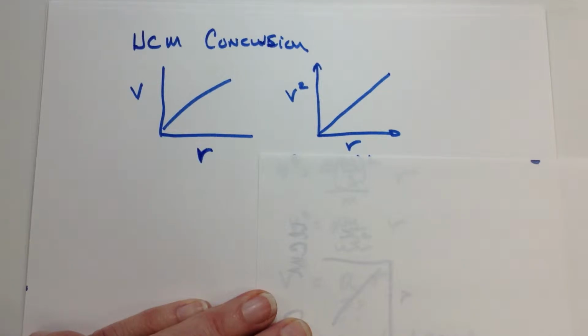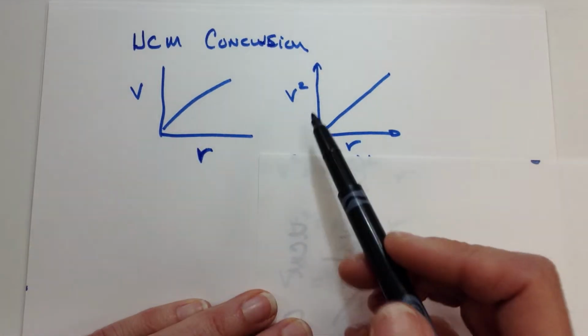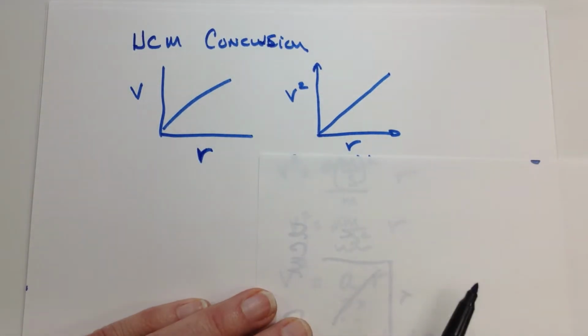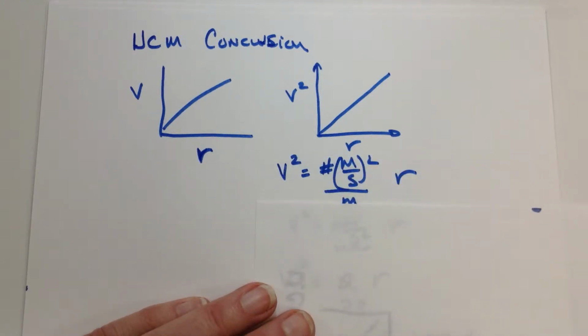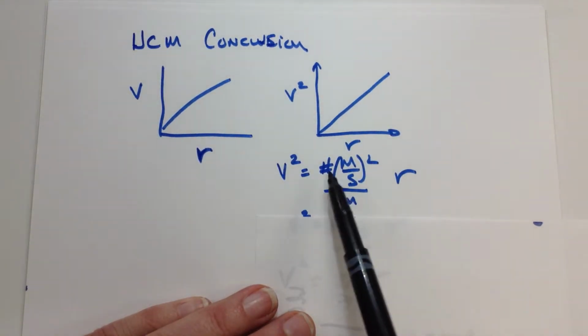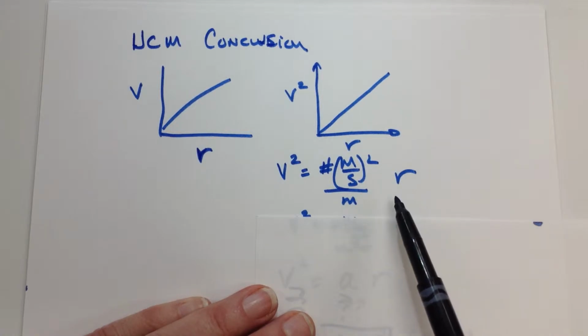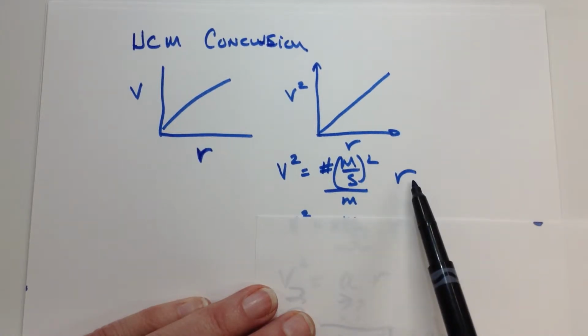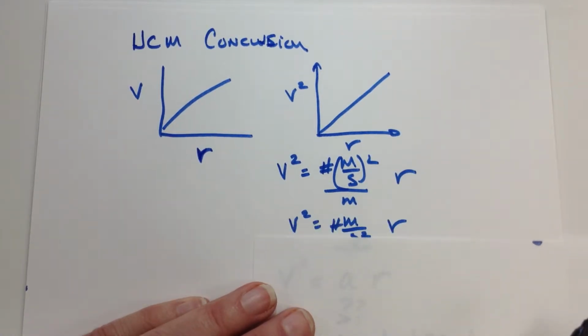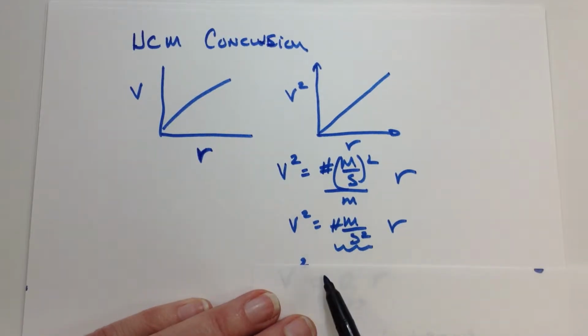As I mentioned, this lab has a lot of experimental error, looking at velocity squared versus the radius. So writing the equation of that line, we get that the velocity squared is equal to some number, meters over seconds squared over meters, times the radius. Simplifying the units on that slope, we get that the velocity squared is equal to some number, meters per second squared, times the radius.